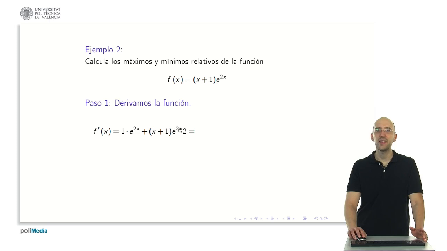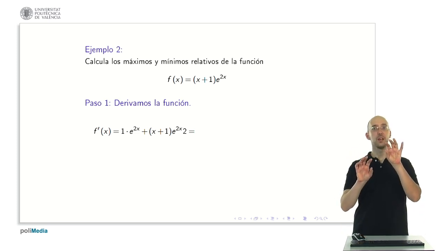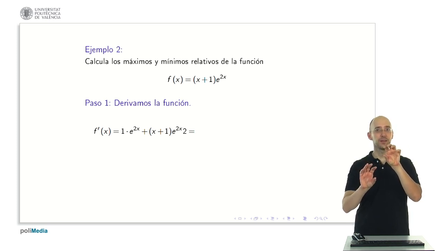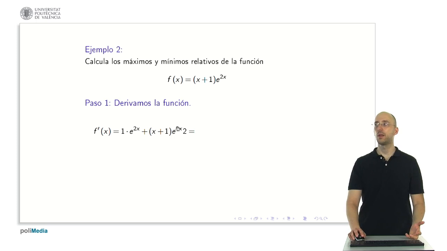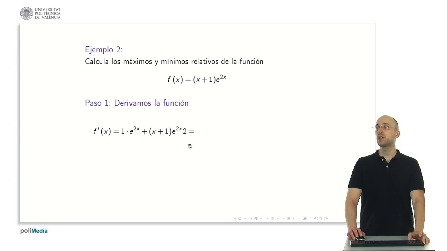Where does the 2 come from? From the derivative of the exponent. When you differentiate e raised to a function, the result remains e raised to the same function, but you multiply it by the derivative of that exponent. In this case, it's simply e raised to 2x times 2. To emphasize, the 2 arises from the derivative of 2x. Now that we have this, what's the next step?